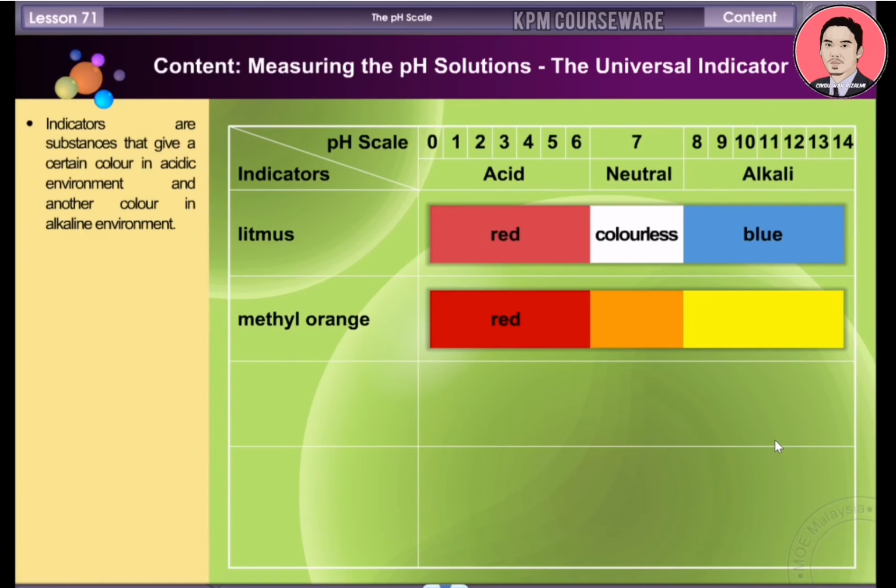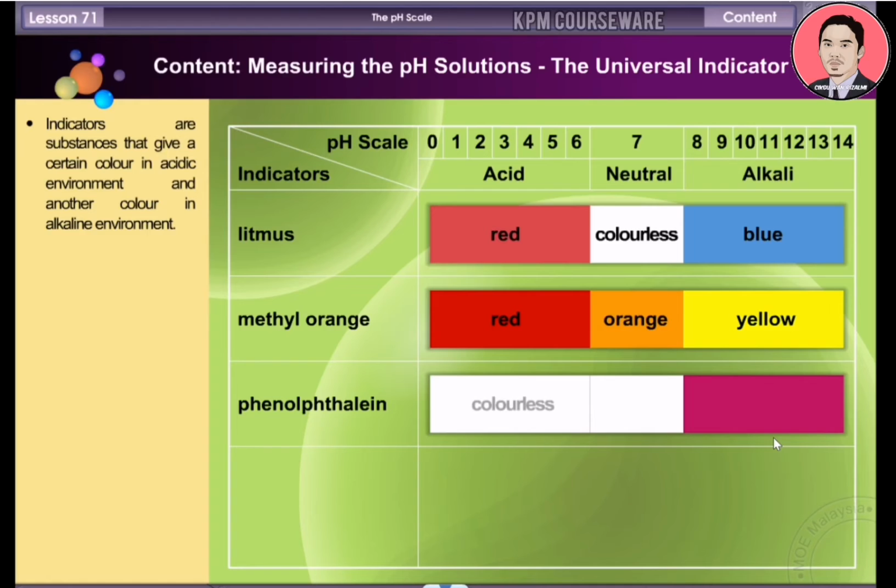Methyl orange is red in very acidic solutions and yellow in alkaline solutions. It turns orange in color in neutral solutions. Phenolphthalein is colorless in acidic solutions and red in very alkaline solutions. Phenolphthalein is colorless in neutral solutions.